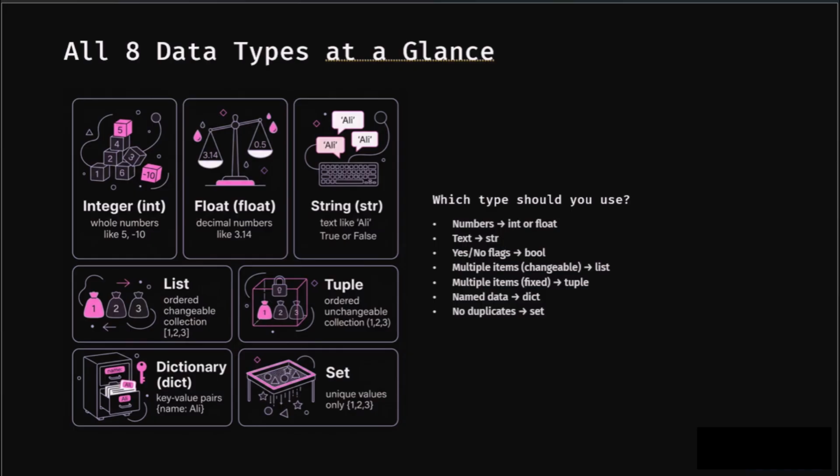Use a list when you need an ordered group that you can change later, or a tuple if that group needs to stay fixed. Use a dictionary when your data needs a name or a label to keep it organized, and a set when you only care about unique items and want to avoid any duplicates.